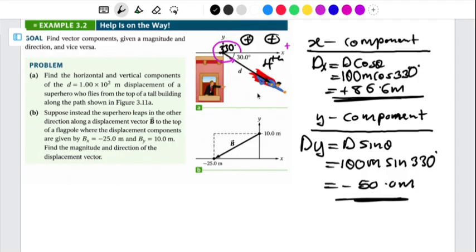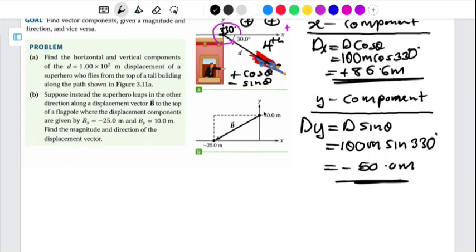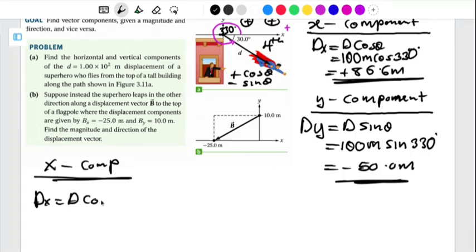So in terms of the sign, cos is positive, then sine is negative. Right? That is what it says. So in terms of the formula, the only formula which is going to have a negative is the one for finding the y component. So for the x component, dx is going to be equal to d cos theta. This can be positive, so we have 100 meters, then cos 30 degrees.